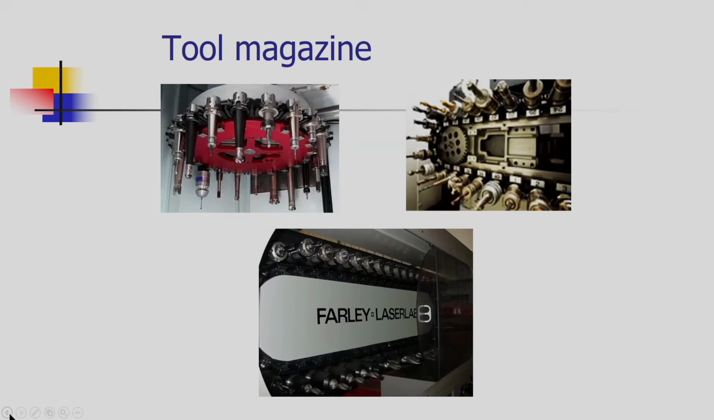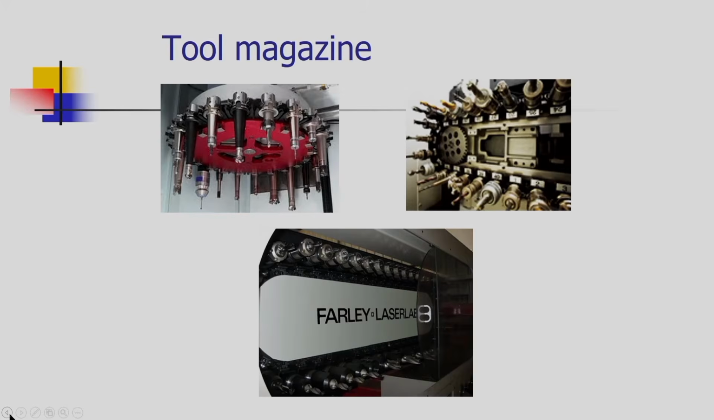So, tool magazine. In general, on a typical conventional machine tool, we can mount a very limited number of cutting tools, and we have to change that cutting tool manually. So, it is a time consuming task. So, in CNC machine tool operations, we are using an automatic tool changing facility that we call ATC, and in addition to that, we should hold multiple cutting tools.